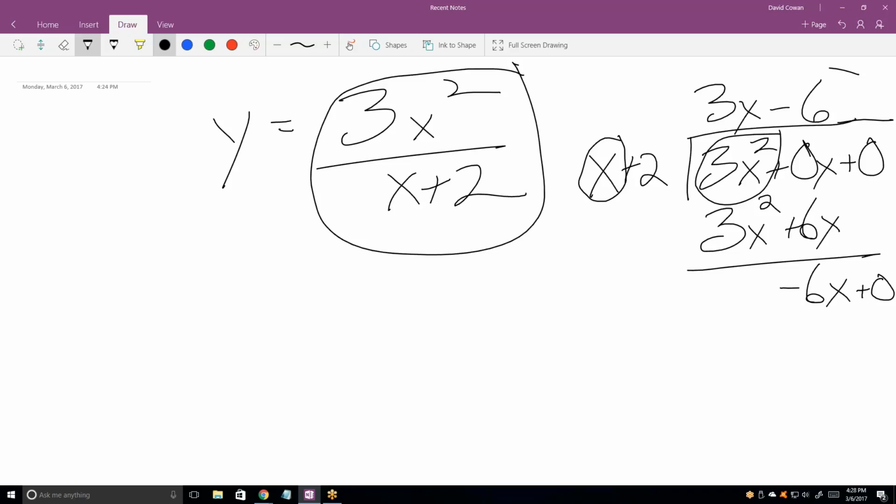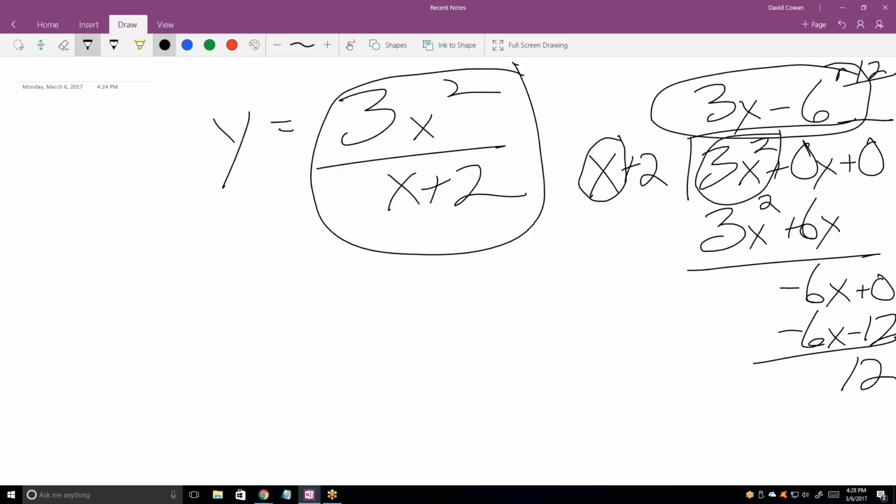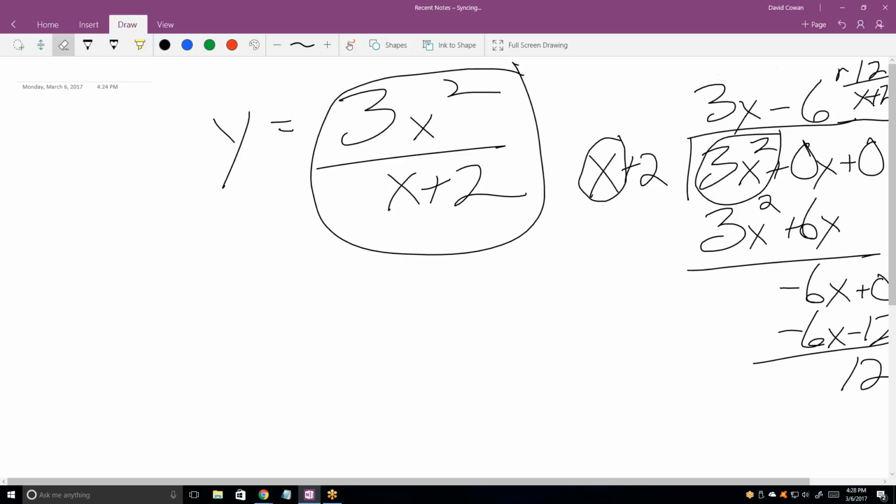Yeah, and that's the equation of the oblique asymptote. That's all you need to do. You don't need to go any further. You don't even need the remainder. Notice that if I do multiply the minus 6 times both of these, I get minus 6x minus 12. And now I get a remainder of 12, so I could say there's a remainder of 12 over x plus 2, which is all fine and good, and that's true, but doesn't do anything towards graphing it.